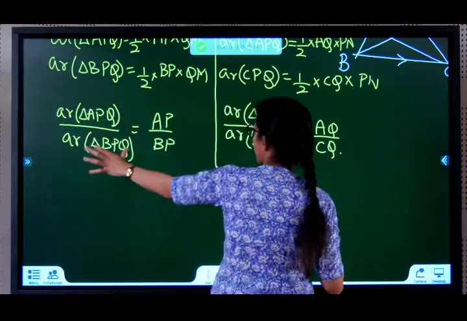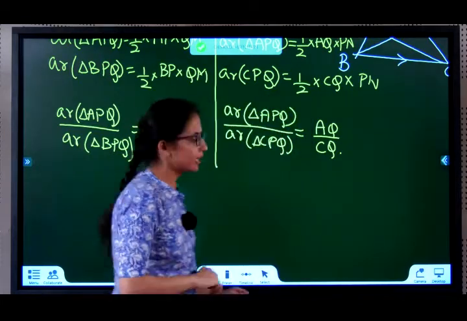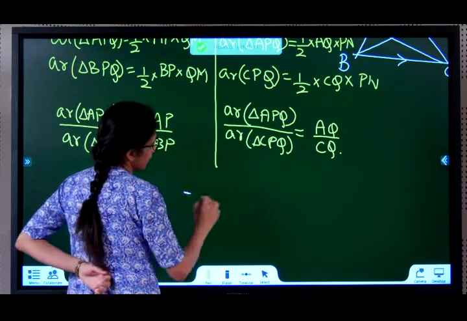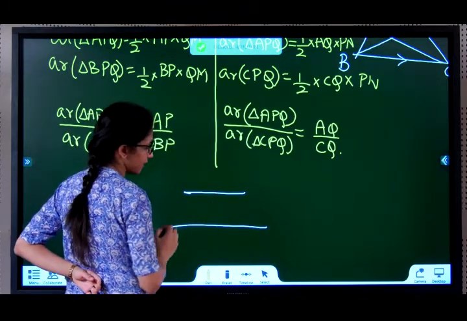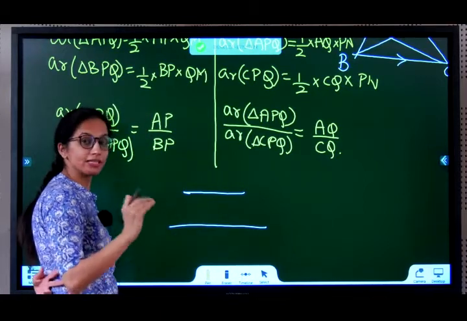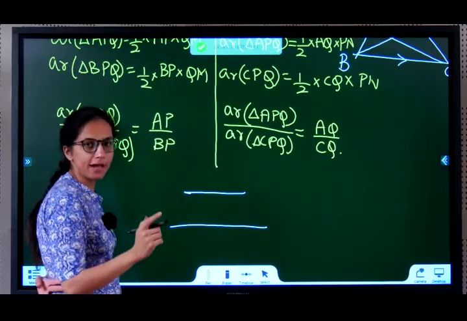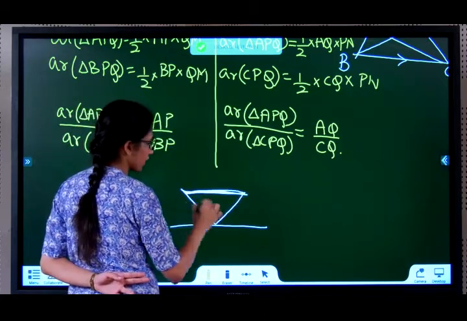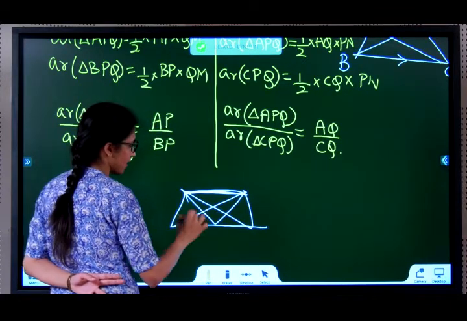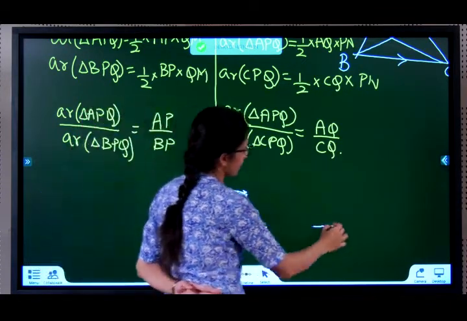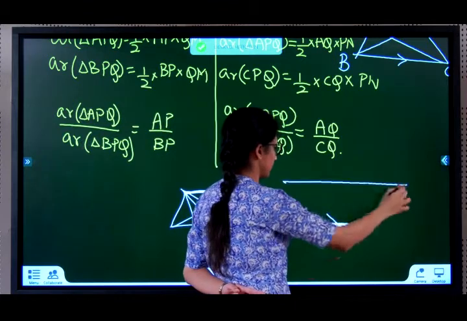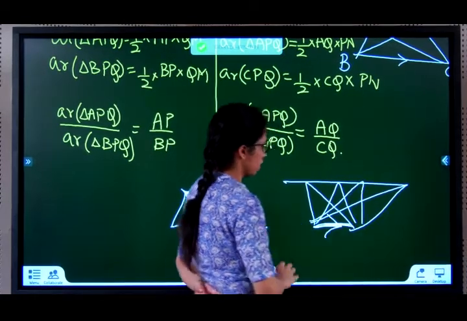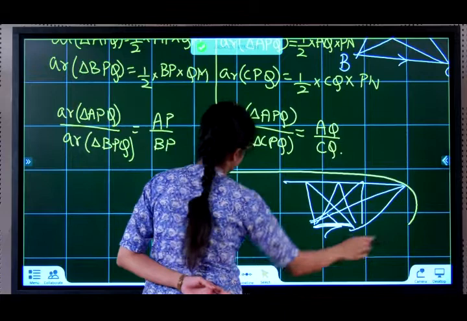How do I prove area of BPQ same as area of CPQ? In your lower grades, you have already learned in the previous class that triangles lying on the same base and between the same parallels are equal. Let's say this is the common base. Then all these triangles have the same area. Let's say this is parallel to this. Then all these triangles have the same area. So, I am going to use this concept now.